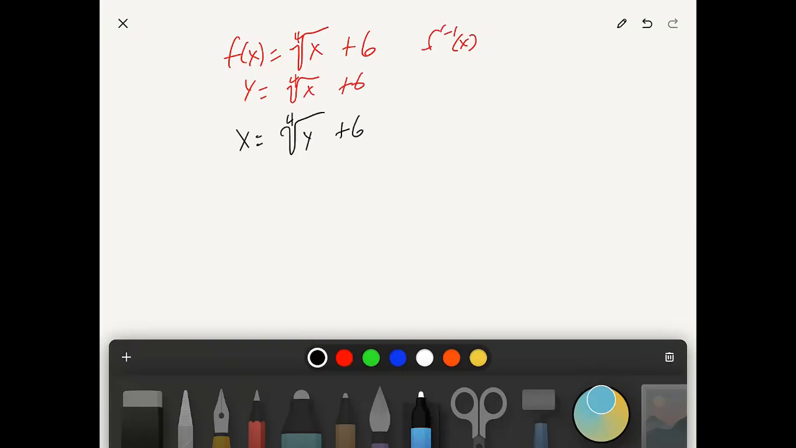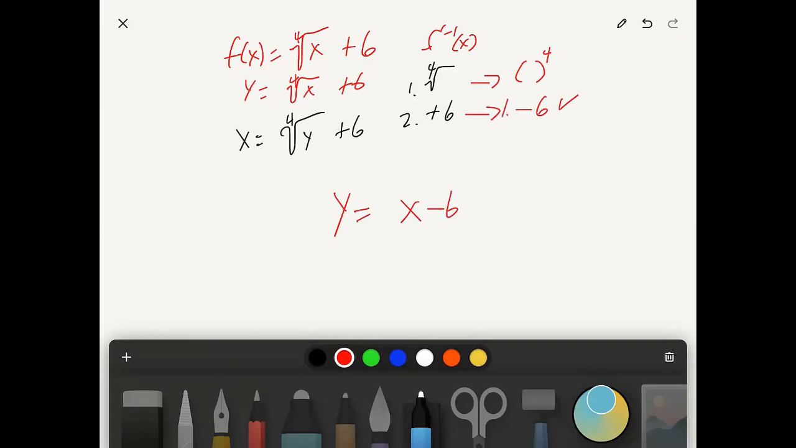Now I'm going to use PEMDAS. There are two operations going on here. The first one is we're taking the fourth root of y. The second one, we're just adding 6. So the inverse would be to raise it to the fourth power and subtract 6. So basically y equals x, I'm going to subtract 6 first, and then I'm going to raise it to the fourth power. And that'll be my final answer, x minus 6 to the fourth power.